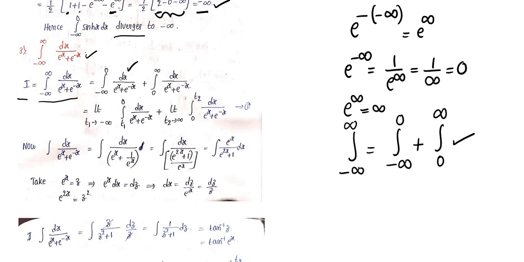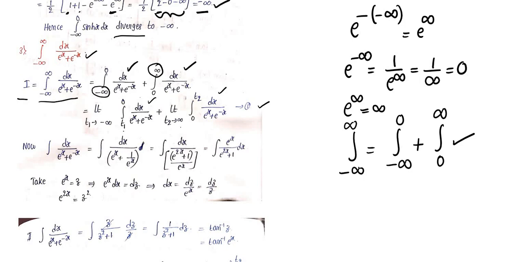The integrand is the same. For the first integral, I am taking limit t1 tends to minus infinity and replacing this minus infinity with t1. For the second integral, I am replacing this infinity with t2 by taking limit t2 tends to infinity. The integrand is the same. Consider this as equation 1.